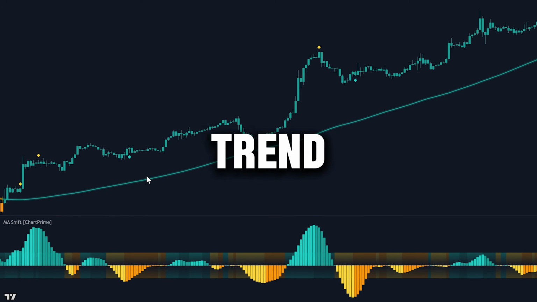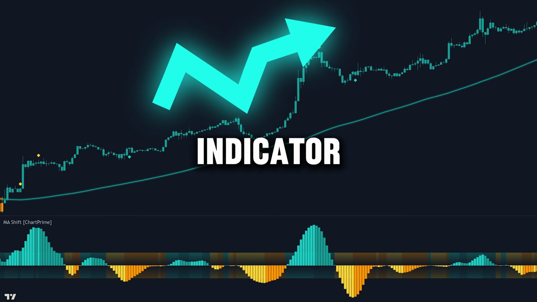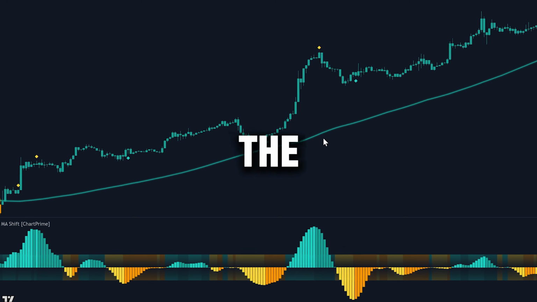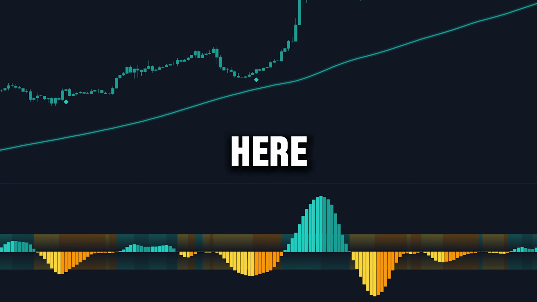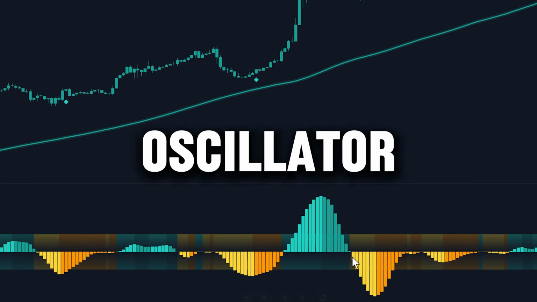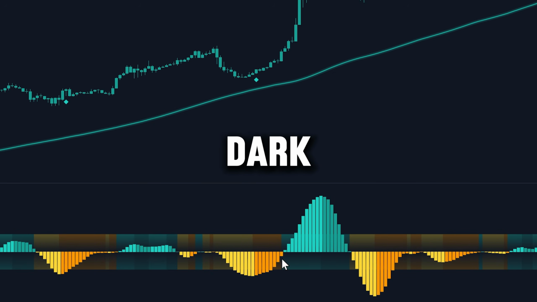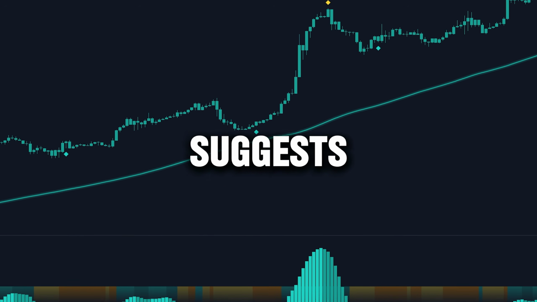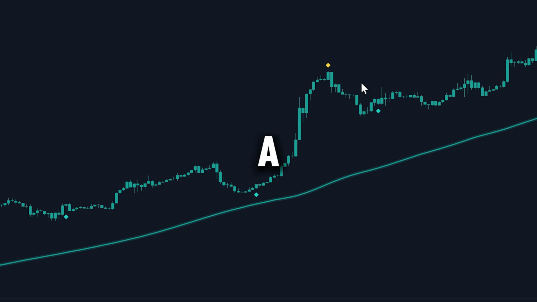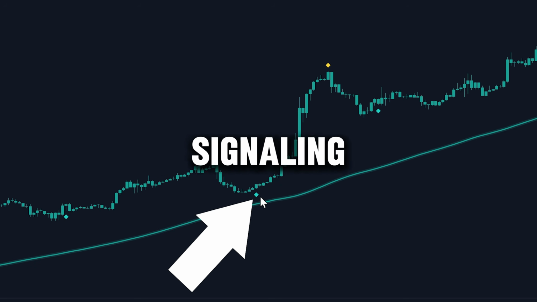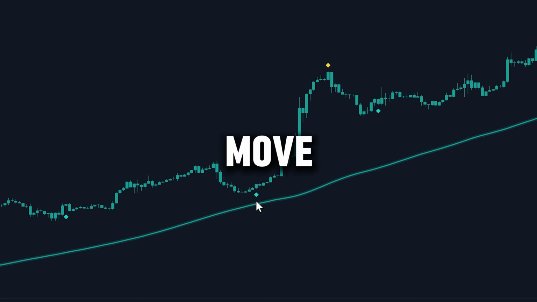This is a bullish trend, as identified by this indicator. You can see how the price continues to respect the uptrend. Now down here, the indicator also displays an oscillator. The dark orange color on the oscillator suggests a potential bullish trend continuation. At the same time, a blue diamond appears on the chart, signaling a potential upward move.